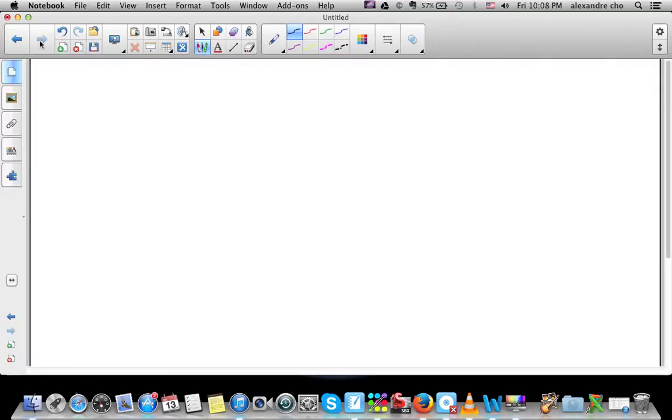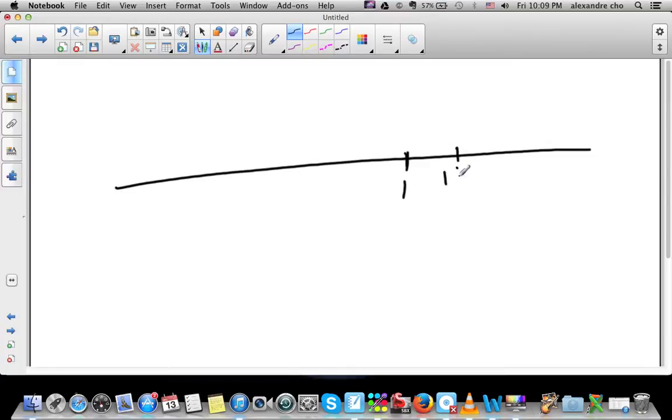Number 4. Copy the number line below. Locate and label a point representing each fraction described. Okay, so here's a number line. And they give you that this is 1, and this is 1.5. Always put arrows at the end of your number line. They tell you that the number line goes on forever and ever on both sides.